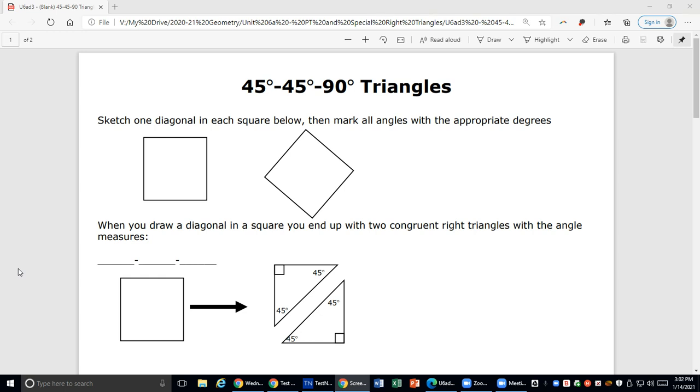Today we're going to look at our first of two special right triangles. It's called a 45-45-90-degree triangle. So the first thing we're going to do is figure out where these triangles come from.